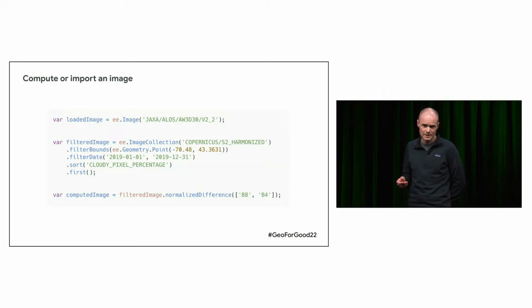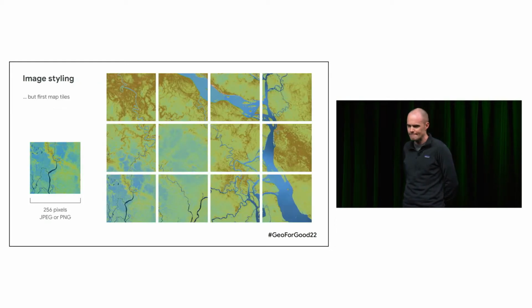And then the last option is a computed image. This is an image that does not exist in the asset store yet. You get to make it up as you go. And so in this case, we're calculating the normalized difference vegetation index on our filtered image. So here's just a few ways that you might create an image to visualize.